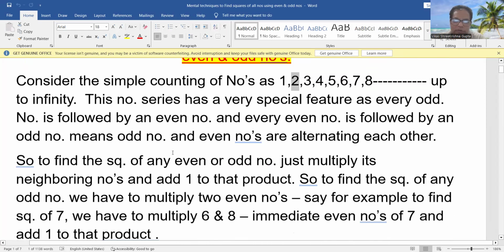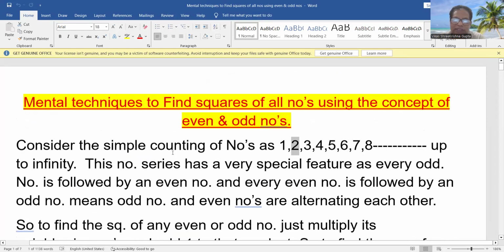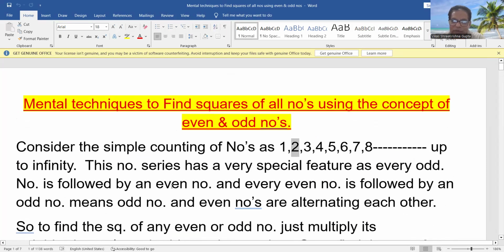Now, how will I do that? I will show you practically. Suppose I have to find 7 square. What are the neighboring numbers of 7, which is one more than 7 and one less than 7. Now, 7 is an odd number. So definitely, as I told you, numbers are alternating with each other. So 7 being an odd number, the number before 7 will be an even number, and the number after 7 will also be an even number. Because 7 is an odd number, the number before 7, 6, is an even number, and the number after 7 will also be an even number. So 7 square is equal to 6 into 8 plus 1.